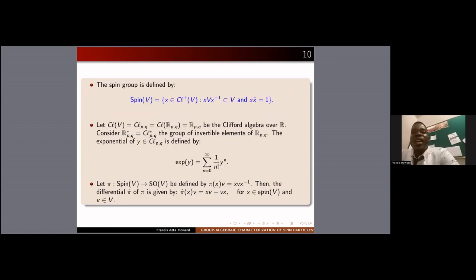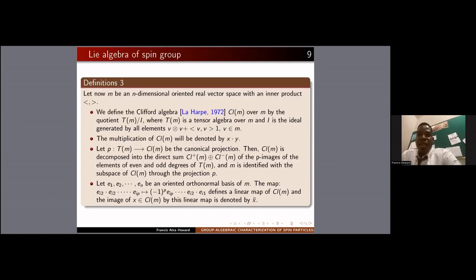This permits us to define what we call the spin group. The spin group, as it is defined in mathematics, is when we take a vector V, the spin group of V is the X belonging to the Clifford of V. When we look at this side, the Clif positive of M is the even, and the Clif negative of M is the odd degree.